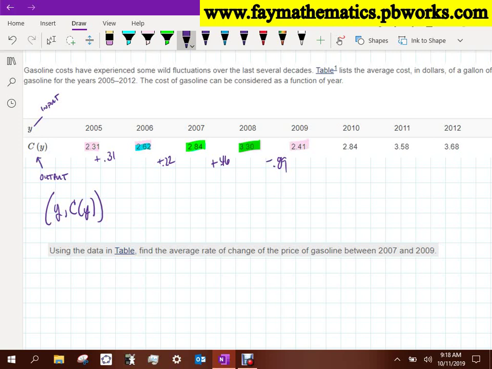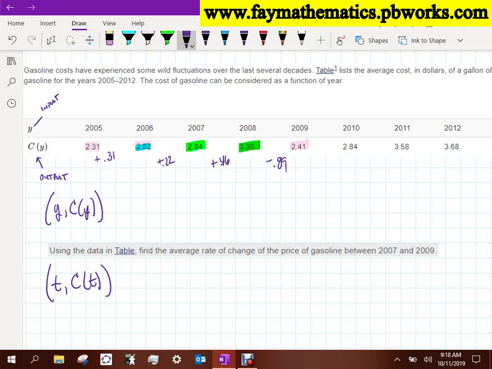They're using that letter to represent year. Okay? So maybe to eliminate a little confusion, it might be better to say (T, C of T) for time. I think that's probably more appropriate, so you're not crossing concepts with your variables here.